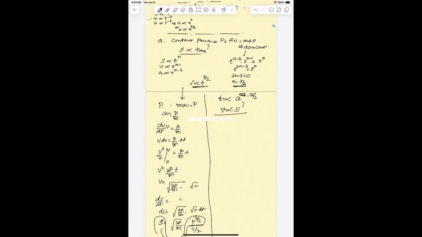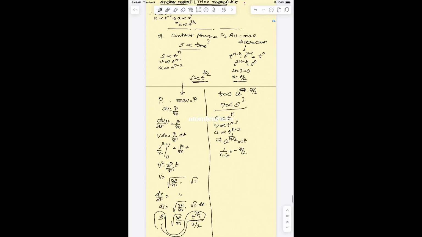Now let's do it like this. Therefore, we'll again start with s. Let s be proportional to t power n. Therefore, velocity is proportional to t power n minus 1. Acceleration is proportional to t power n minus 2. This actually means acceleration power 1 by n minus 2 is proportional to t. Now it is given that 1 by n minus 2 equals minus 7 by 2.